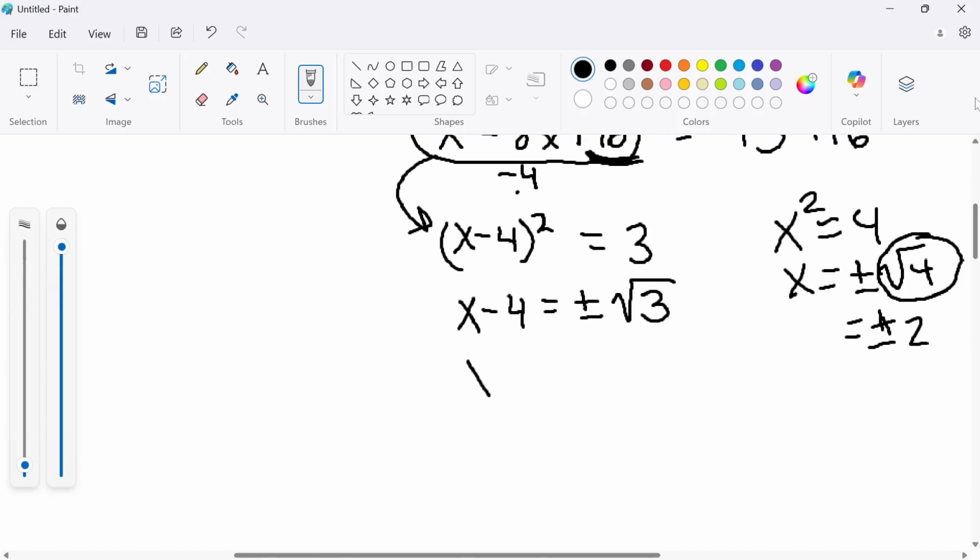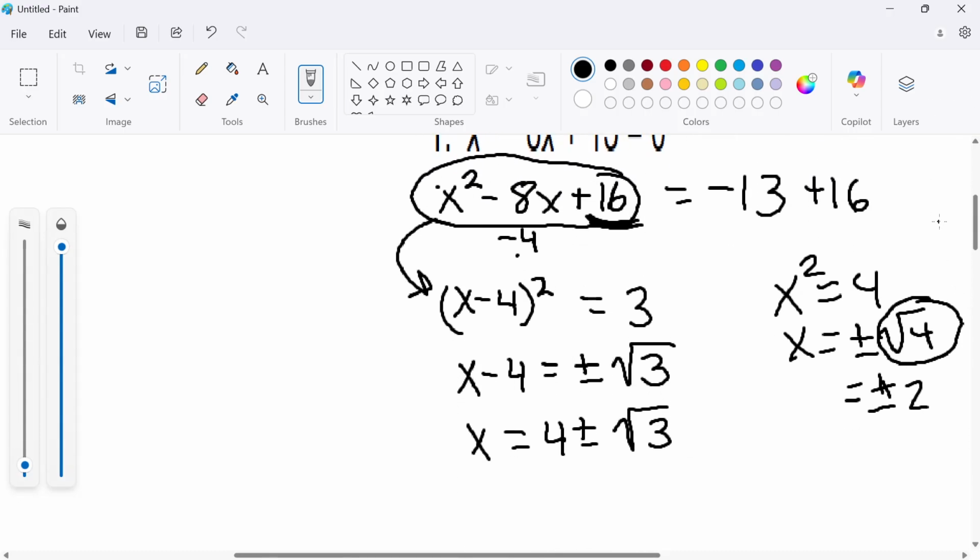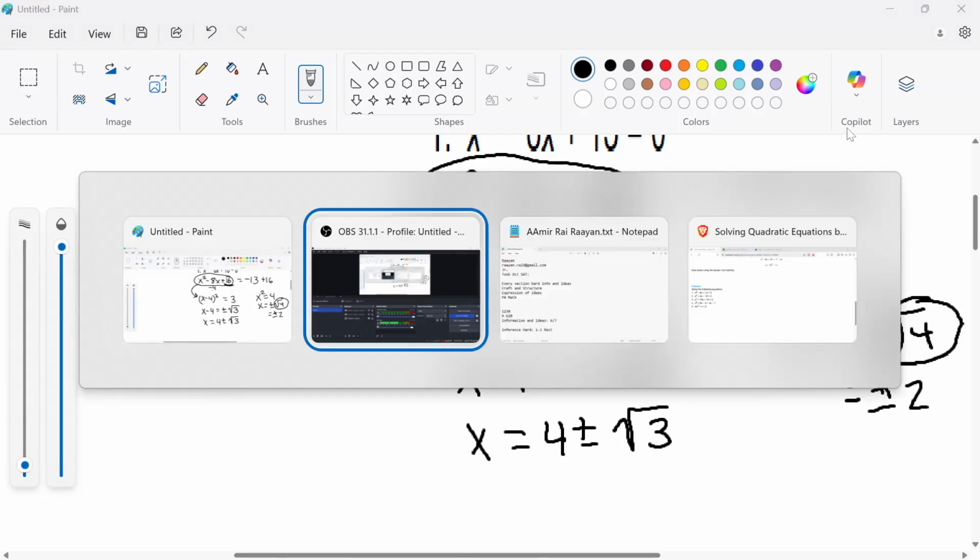Anyway, now I will add 4 to both sides. This is 4 plus or minus the square root of 3. Now, it's always wise to check your work. I will check this one in Desmos, but I'm not going to check the rest of them.